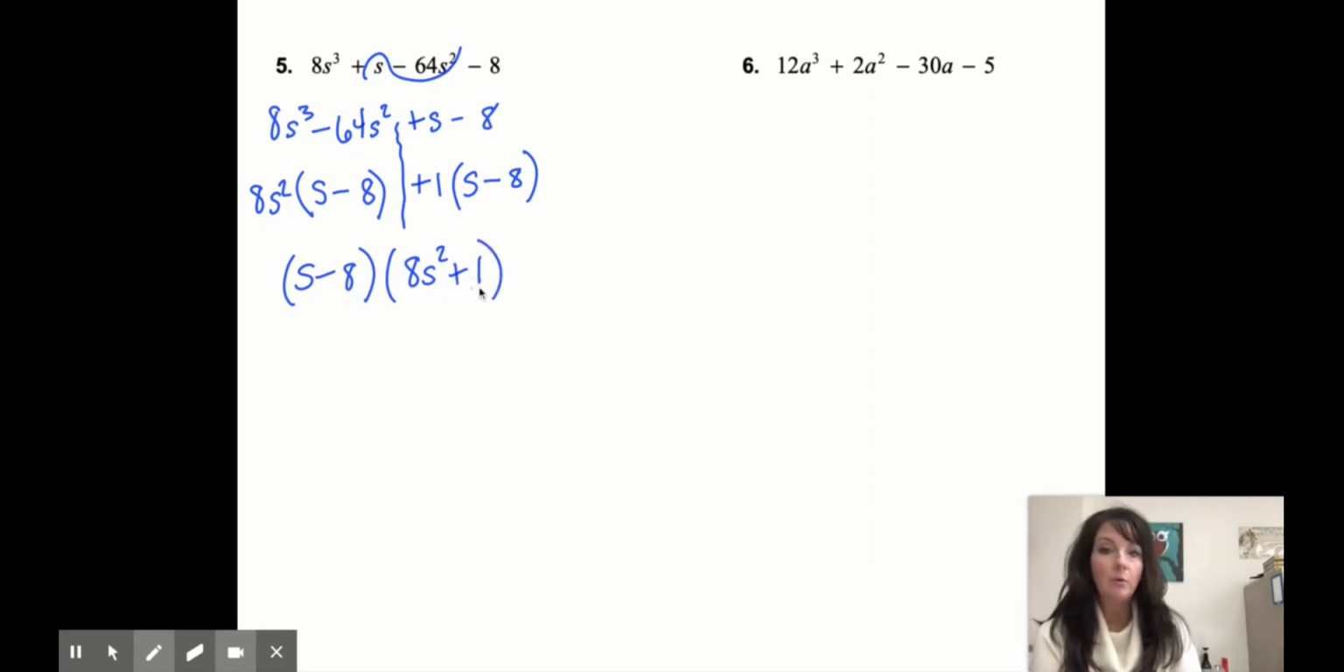Again, we check this, are there any perfect squares? But this plus sign means this is not a pattern that we're used to seeing. This is not a difference of 2 squares because of the plus sign. All right, so why don't you go ahead and work out number 6.